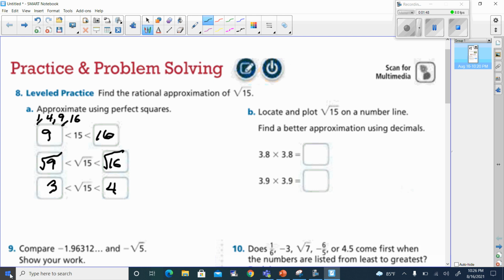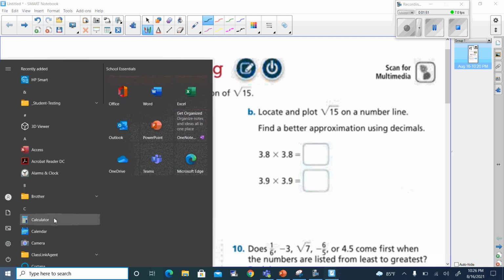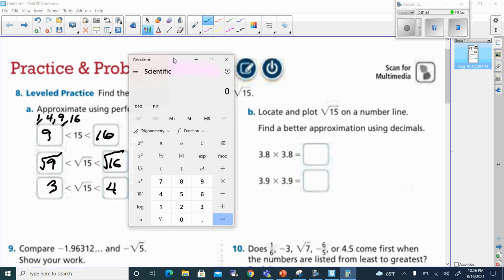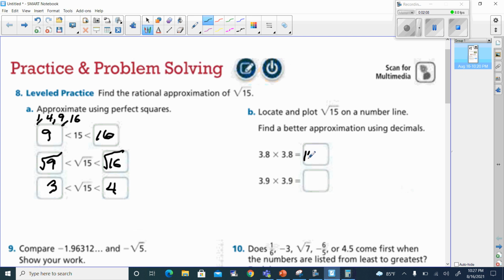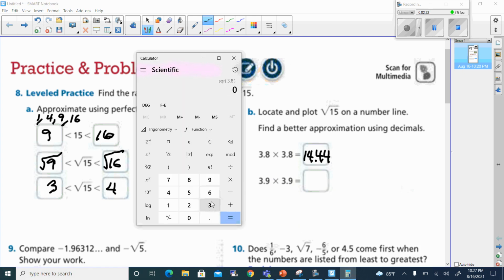3.8 times 3.8, and I'm not gonna lie, I haven't got time to be working this out all night, so I'm gonna use my calculator. I could just square it because that makes it multiply to itself. And that's going to give me 14.44. All right, and 3.9 times 3.9 is going to give me 15.21.